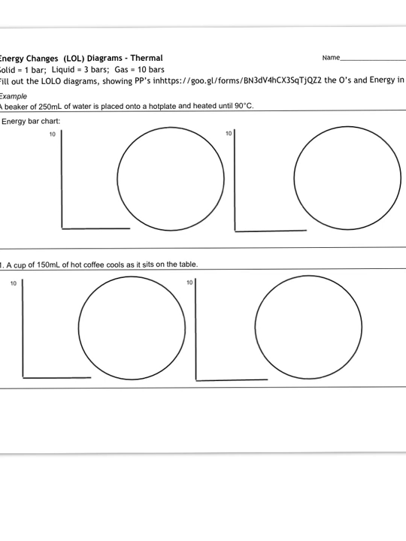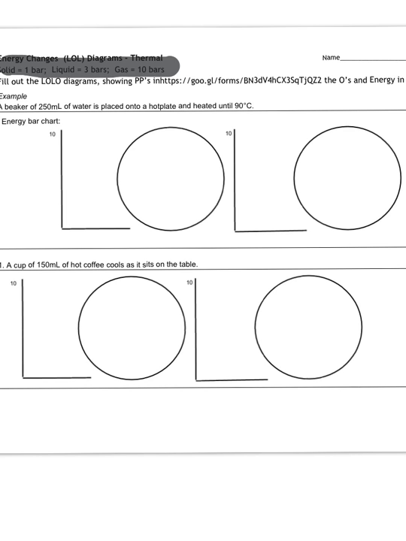So the first question says that a beaker of 250 mils of water is placed on a hot plate and heated until 90 degrees. Well, one of the things that's really important is this information up here at the top that says if I have a solid, we're going to use 1 bar, a liquid is 3 bars, and a gas is 10 bars. So that's going to be for my phase energy, okay?